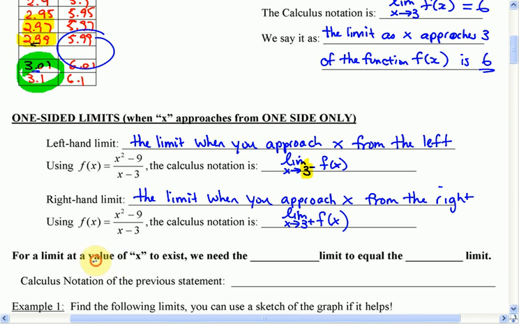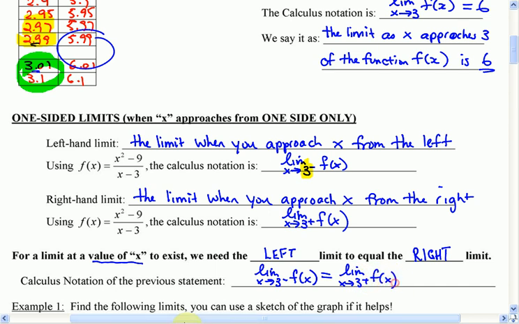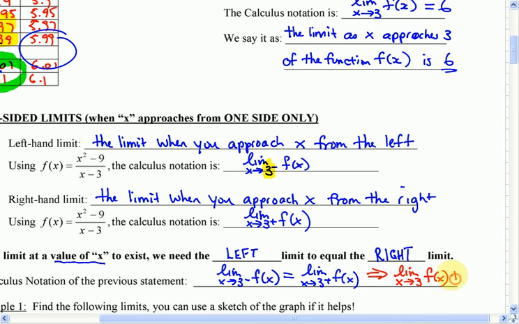at a value of x to exist, we need the left limit to equal the right limit. So the left-hand limit must equal the right-hand limit. And the calculus notation here is that the limit, for example in this case, from the left must equal the limit from the right in order for the limit at that particular value to exist. Exist meaning there's an answer.